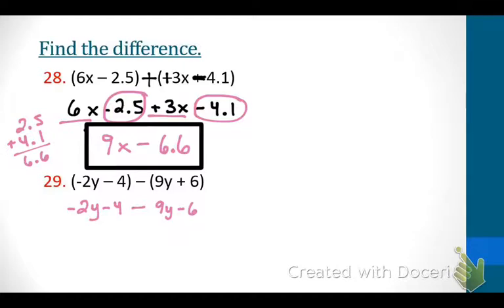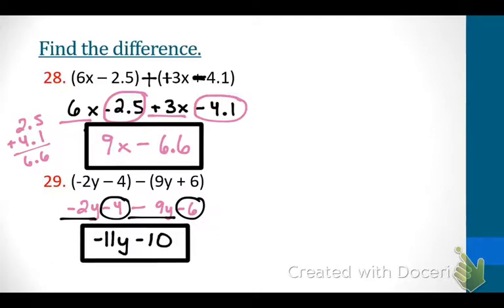Now I'm going to underline and circle. So we underline the y family and then circle the constants. Guys, what's negative 2y minus 9y? Negative 11y. Very good. What's negative 4 minus 6? Negative 10.